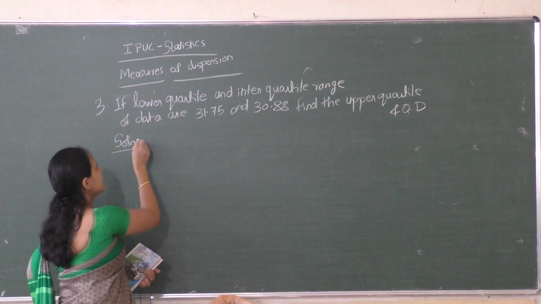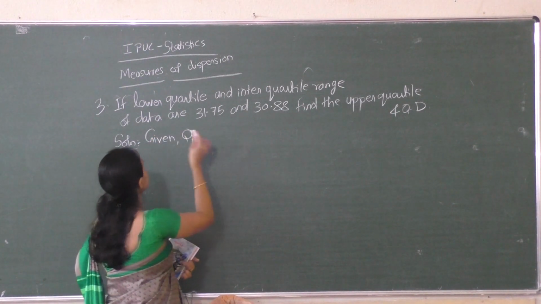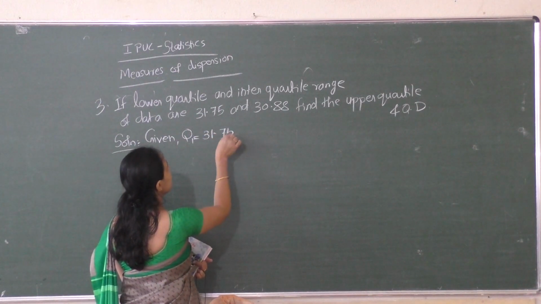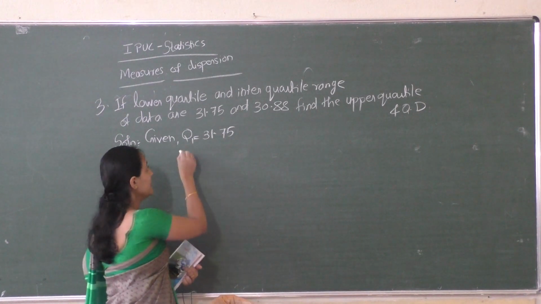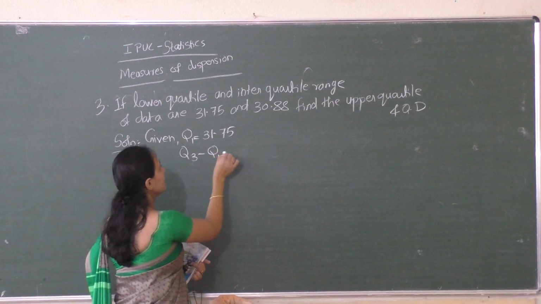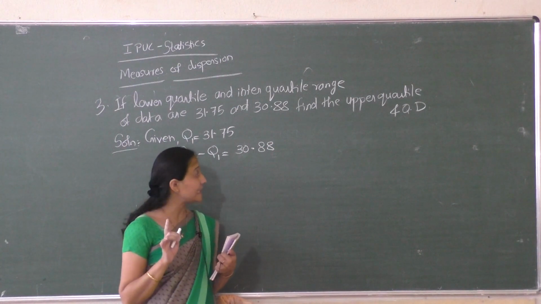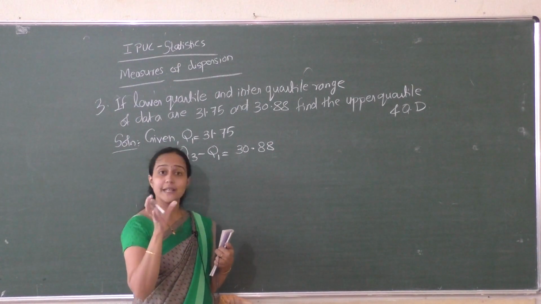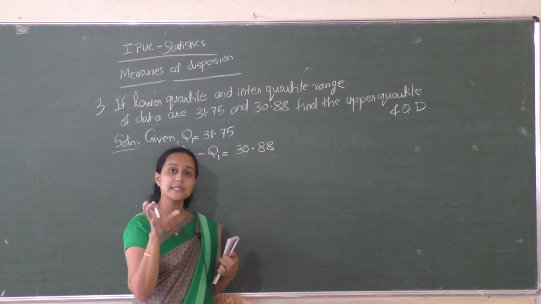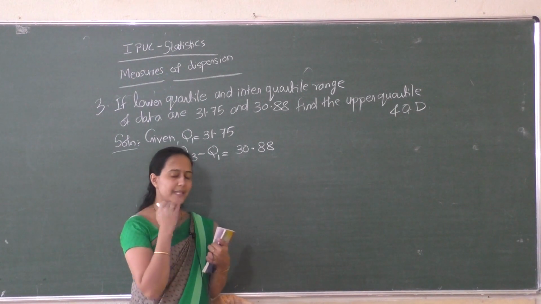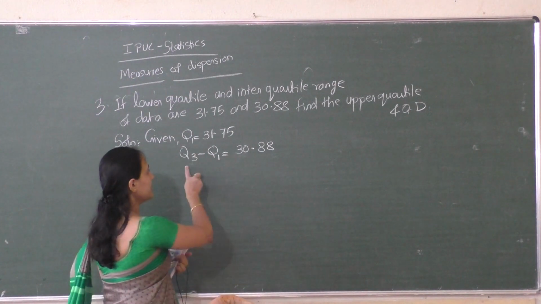What all is given? First write the given. Lower quartile means Q1. Q1 is 31.75. And interquartile range means Q3 minus Q1. Q3 minus Q1 is 30.88. Remember again, I am telling you, semi-interquartile range is not given, interquartile range is given. Interquartile range means just Q3 minus Q1. If semi is there, divided by 2 will be there. If semi is not there, divided by 2 won't be there.